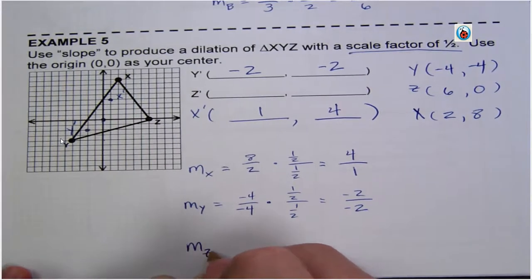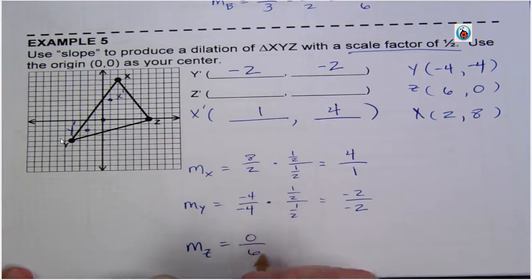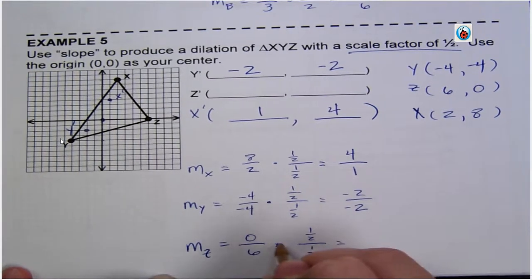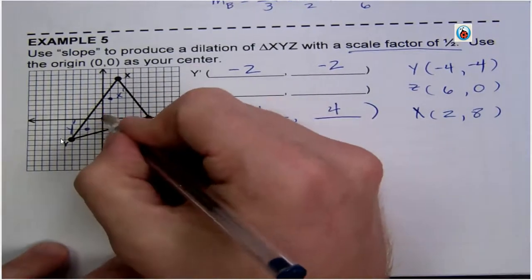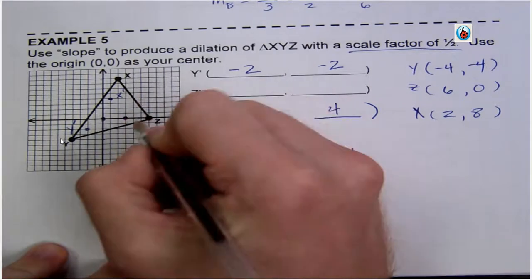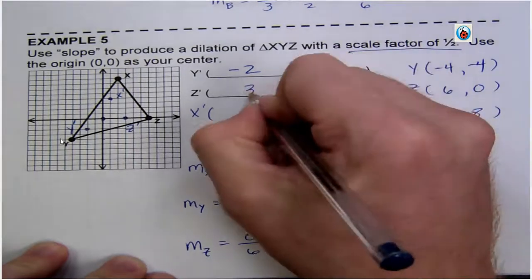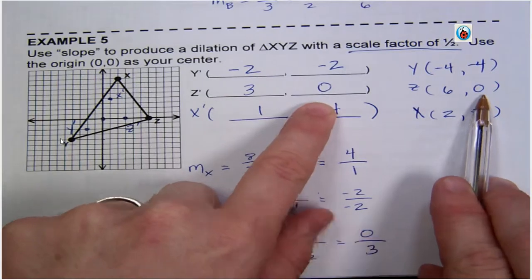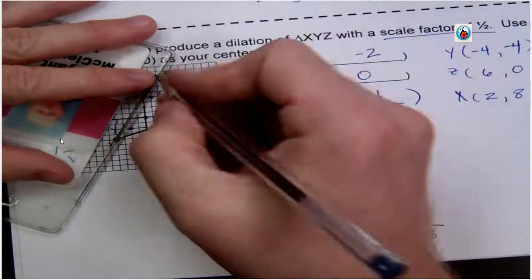Then my slope of z would be rise 0, run 6. So it has a slope of 0. When I multiply that by half, 0 times anything is 0. 6 times a half is 3. So it would be up 0 over 3 would be the new z. So its coordinates would be 3, 0. Same pattern. Notice both the x and y value just got multiplied by half. So then you can connect your lines to see the triangle.